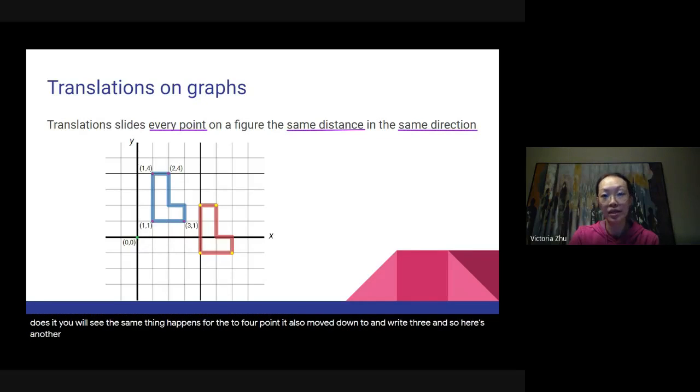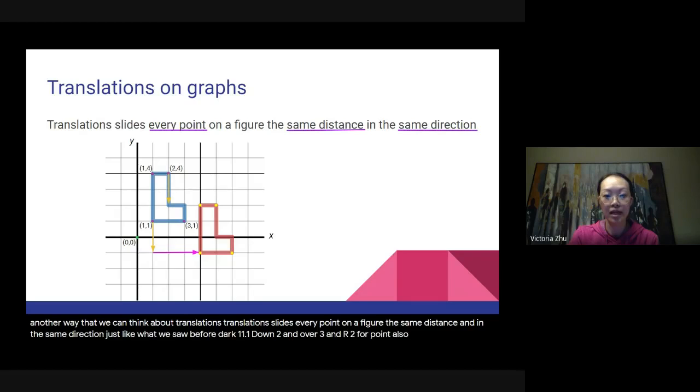And so here's another way that we can think about translations. Translations slide every point on a figure the same distance and in the same direction, just like what we saw before. Our 1, 1 point went down 2 and over 3, and our 2, 4 point also went down 2 and over 3.